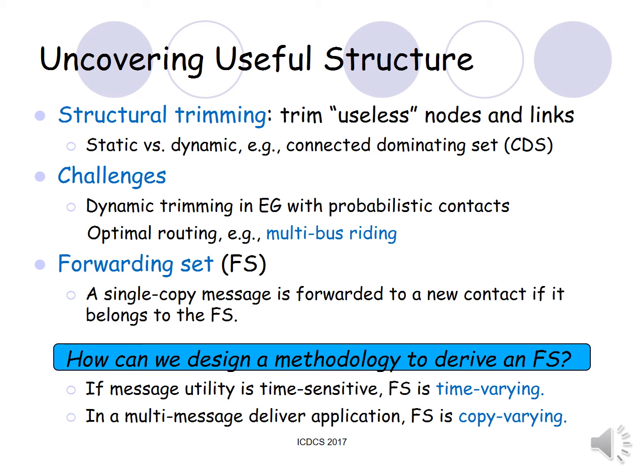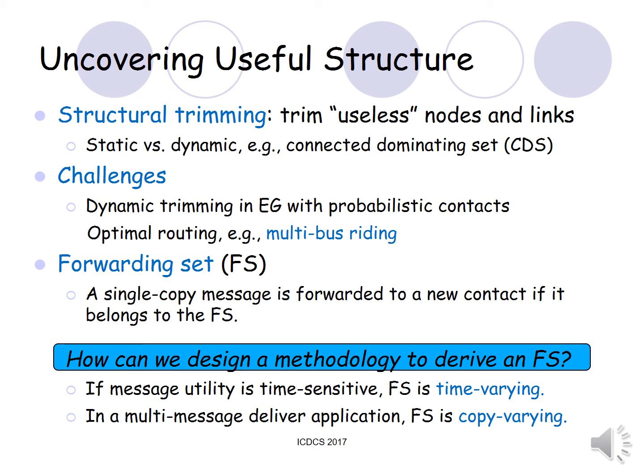There are many challenges. One challenge is dynamic trimming in the evolving graph with probabilistic contact. One interesting example is a multi-bus riding example. Imagine a passenger is waiting at the bus stop and trying to decide which bus to get on. The bus arrival rate is probabilistic. So your objective is to reach a destination with a minimum time.